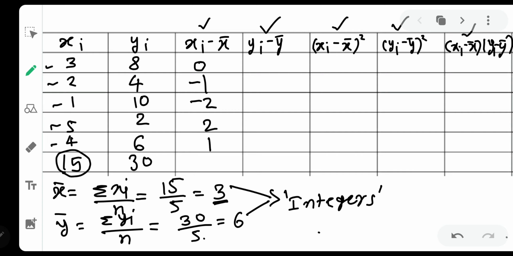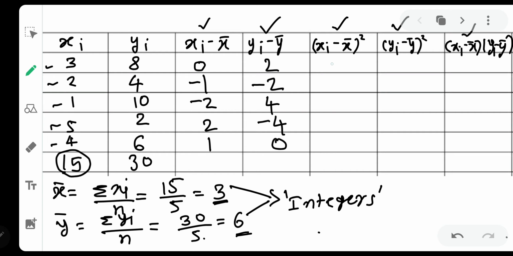Now we need to do yi minus y bar. So 6 will be subtracted from each element. So 8 minus 6 is 2. 4 minus 6 is minus 2. 10 minus 6 is 4. 2 minus 6 is minus 4. 6 minus 6 is 0. So in integer type questions, you only have to solve xi minus x bar and yi minus y bar. See, the numbers are very small. You have to just square them.